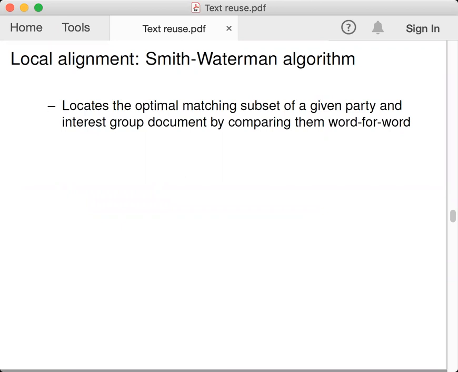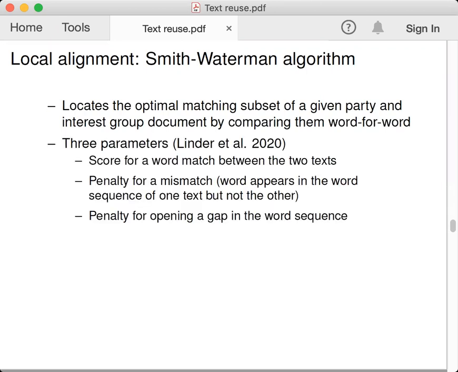And so I use this specific algorithm. I think this is the most common one, maybe in this local alignment world. This algorithm locates the optimal matching subset. So in my case, it's for a given party and interest group document: the speeches and the committee amendments for the party, and the government consultation submissions for the interest group. And this algorithm compares these documents word for word and locates the best match.